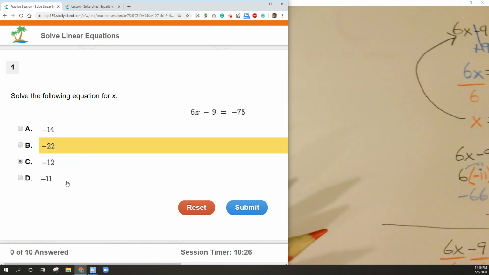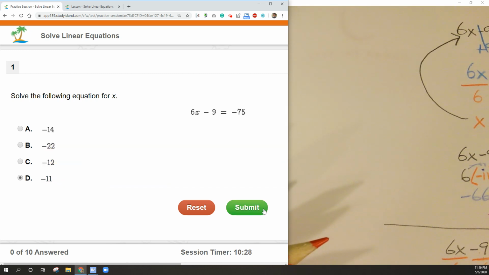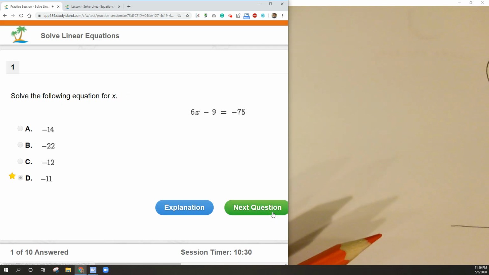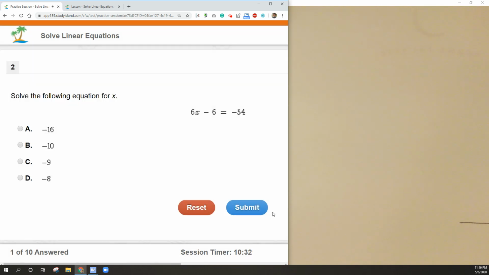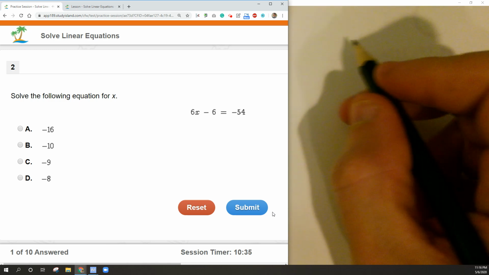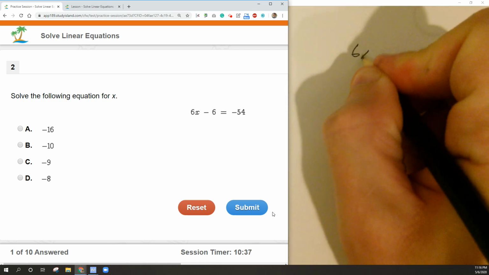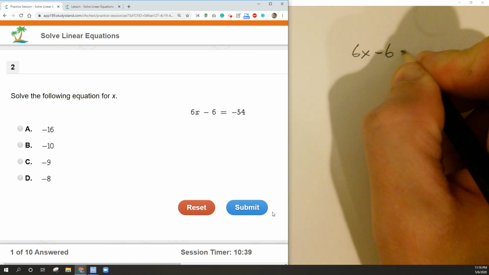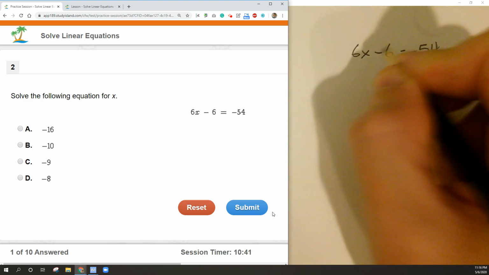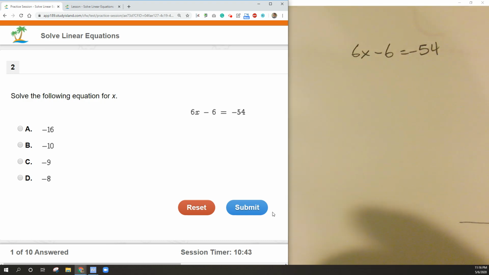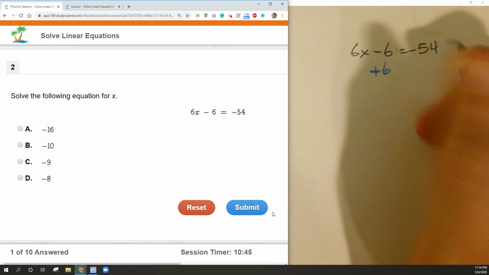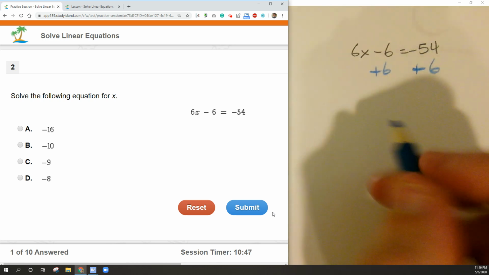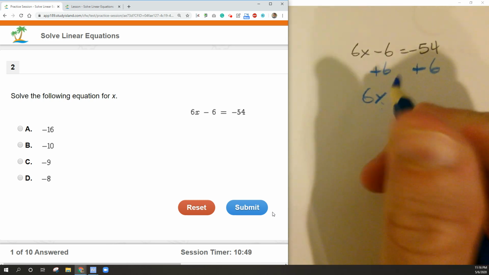So let's go ahead and do another problem. Remember, the answer was negative 11. I'll go through some more problems here. We'll probably go a little bit more quickly here. Again, another two-step equation here. 6x minus 6 equals negative 54. That says minus 6, so I add 6 to make it go away. Of course, if I do it to one side, I do it to the other. So now I get 6 times x.